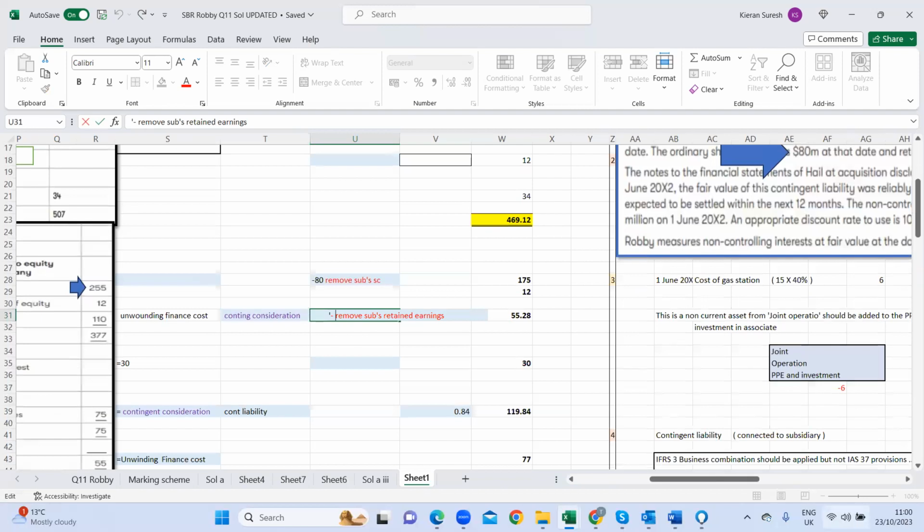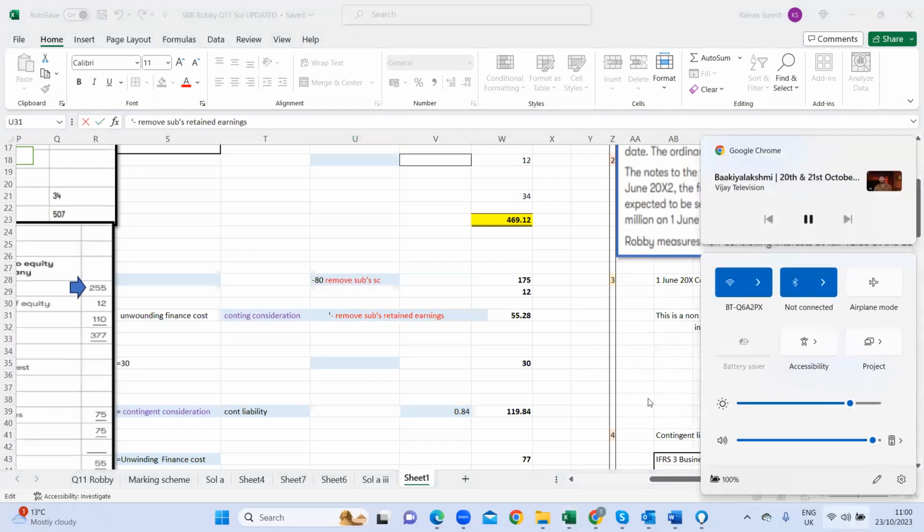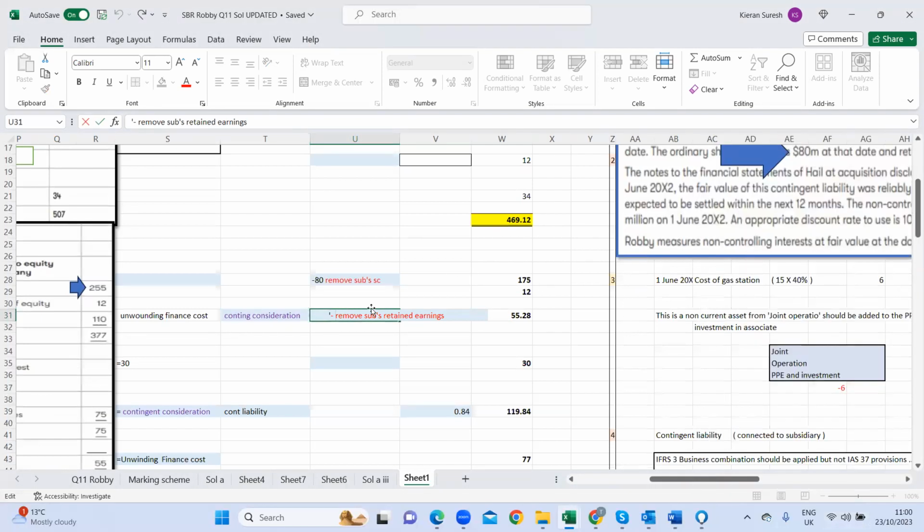That retained earnings figure of 50 million also needs to be removed, right? So that's done. Let me put this also in red, otherwise you'll be upset with me. It's already there. I don't know why I put additional red here. The next 80 was coming up.